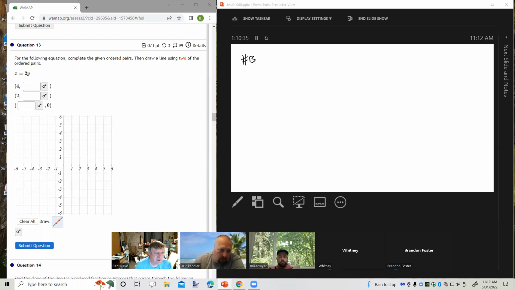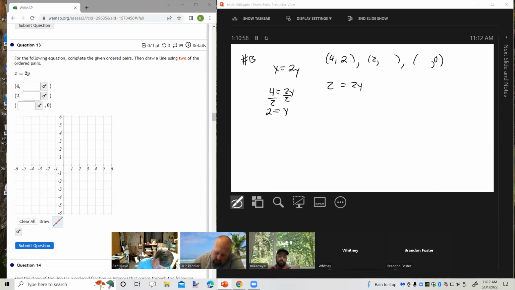For the following equation, complete the given ordered pairs, then draw. Okay, so we've got x equals 2y, 4 comma something, 2 comma something, and something comma 0. If x is 4, 4 equals 2y, divide both sides by 2, y equals 2. If x equals 2, 2 equals 2y, divide both sides by 2, y equals 1. If y equals 0, x equals 2 times 0, x equals 0.